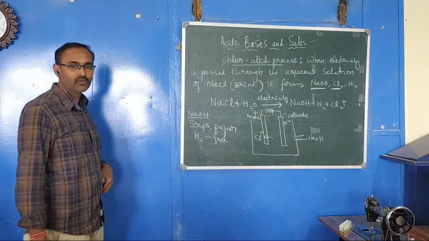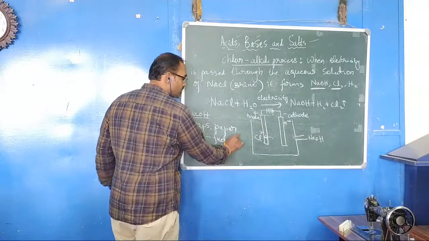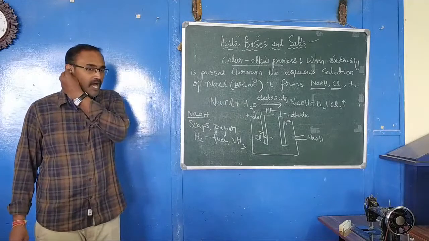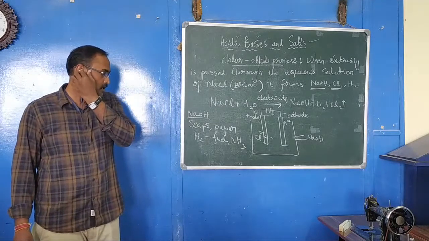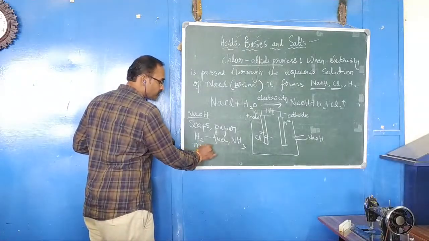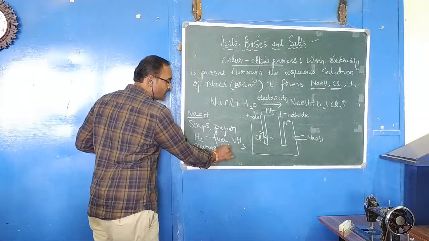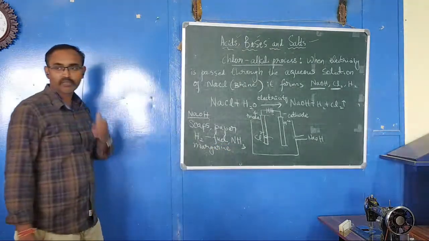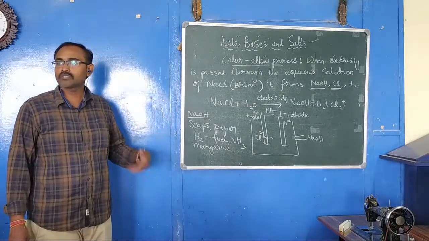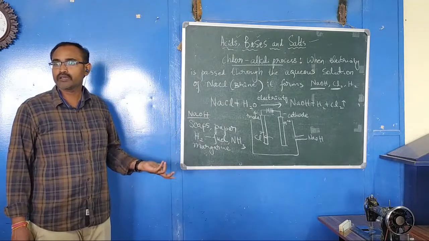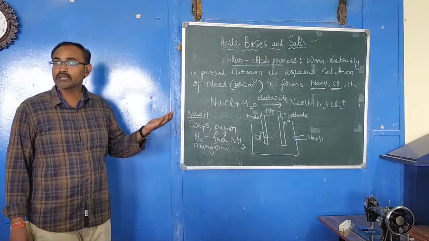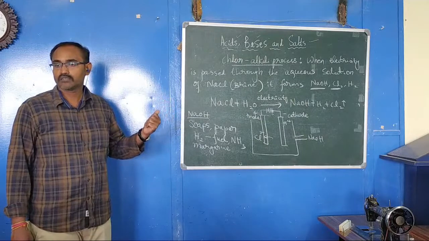And it is used for making fertilizers, that is ammonia, NH3. And even this hydrogen can be used for margarine. Margarine is an alternate for butter. So these are all the uses of the byproducts that are formed along with the sodium hydroxide. Sodium hydroxide is the chemical that we use for preparing soaps and paper.